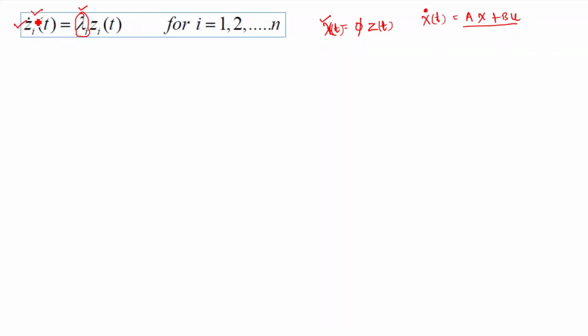Therefore, these new state variables are known as different modes of a particular state. So a particular state is a combination of different modes. You can see from this equation that this particular state is a combination of different modes, and each new state variable, that is z(t), is known as a mode of the state.